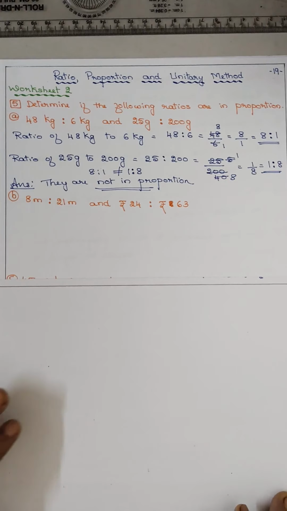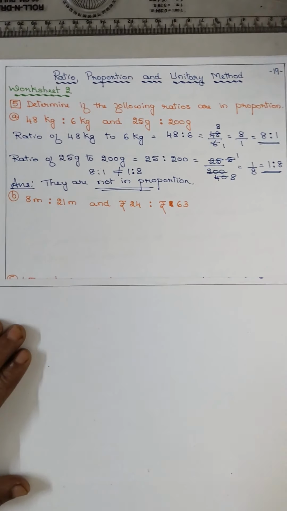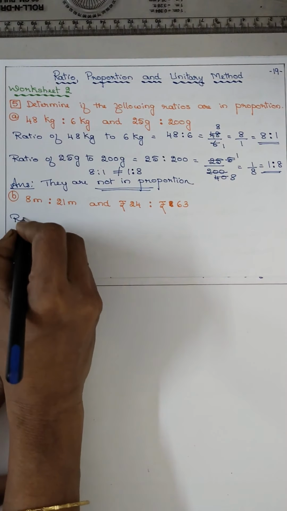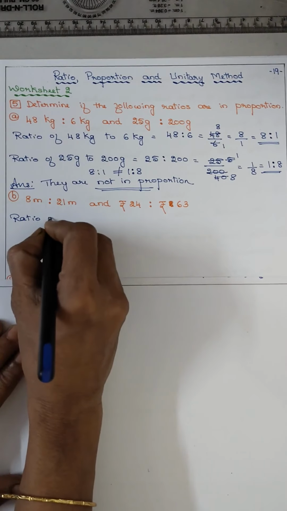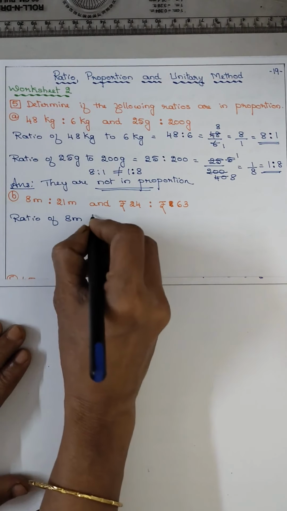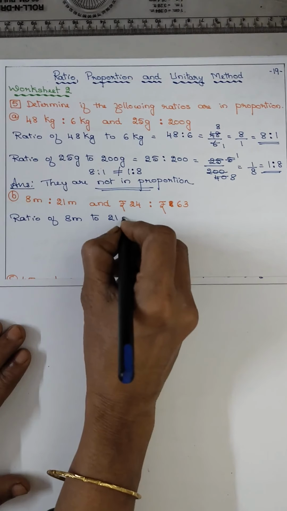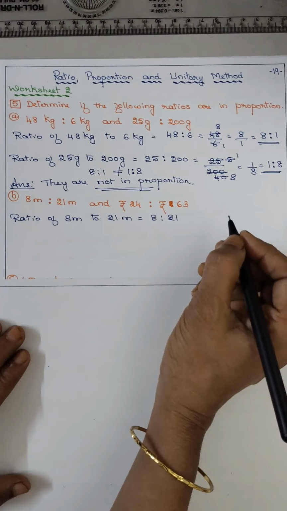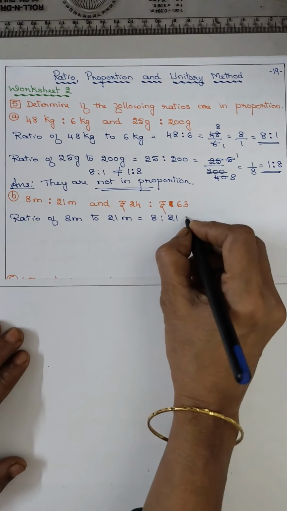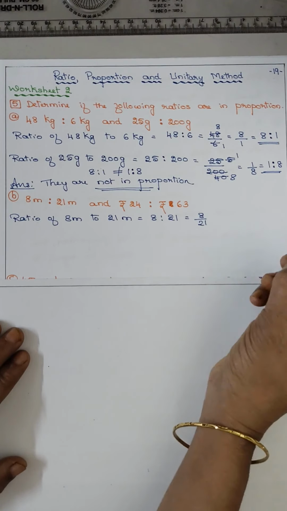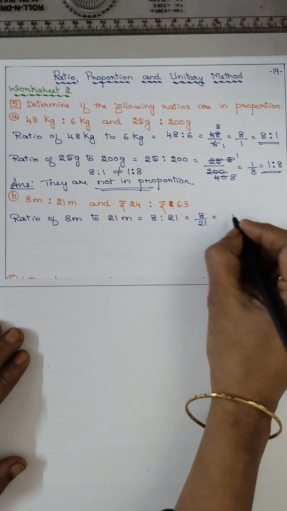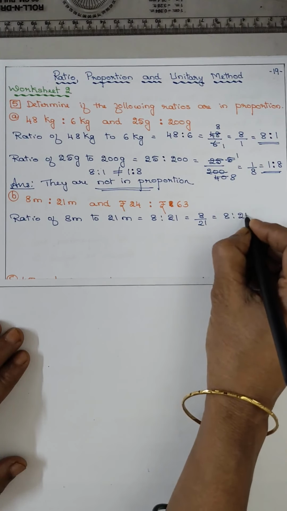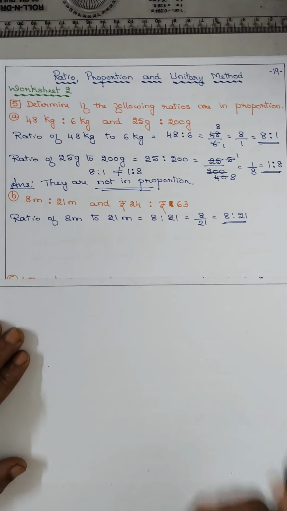Now coming to the second, it is 8 meter, 21 meter. Right, ratio of 8 meter to 21 meter. 8 is to 21. 8 by 21 cannot be changed to the simpler form. It will be 8 is to 21 only.